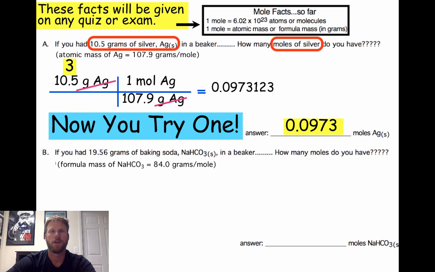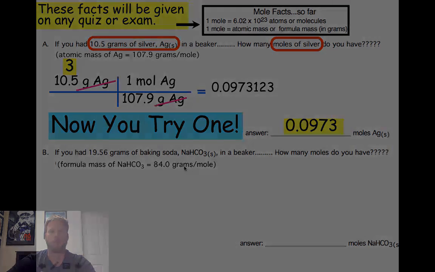Now it's your turn. Convert 19.56 grams of baking soda to moles of baking soda using the formula mass of baking soda.